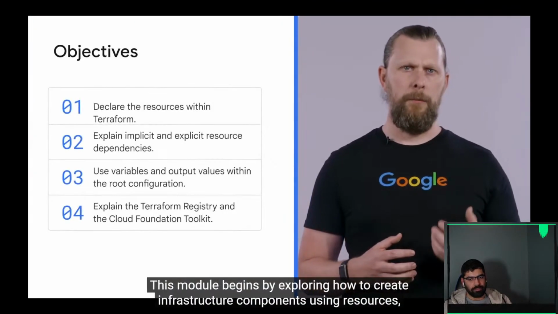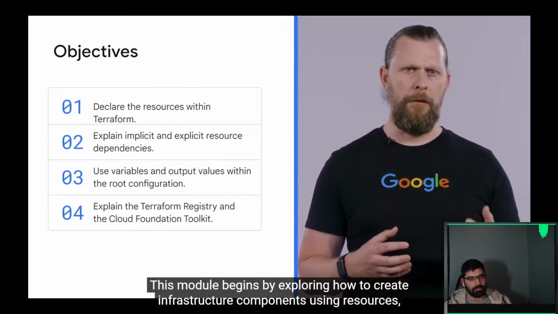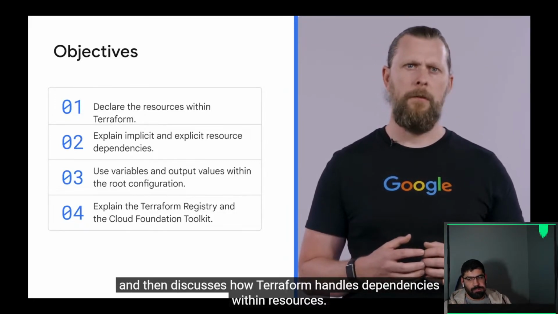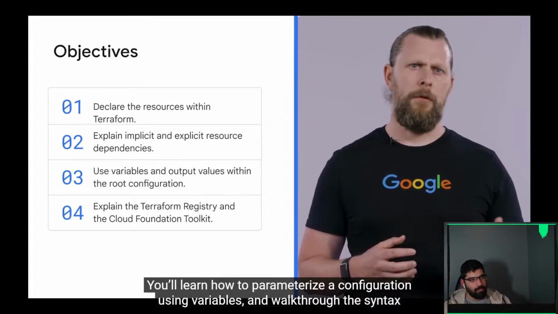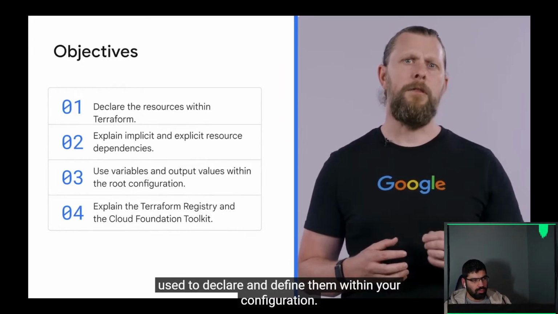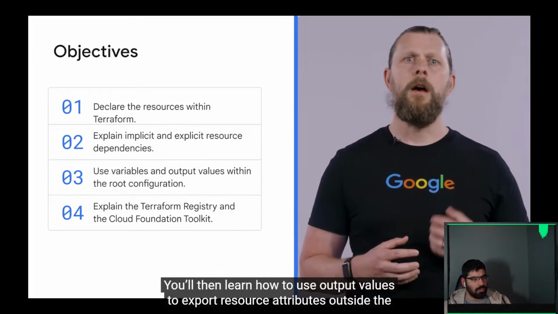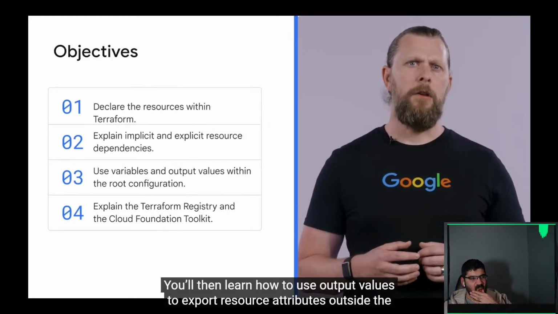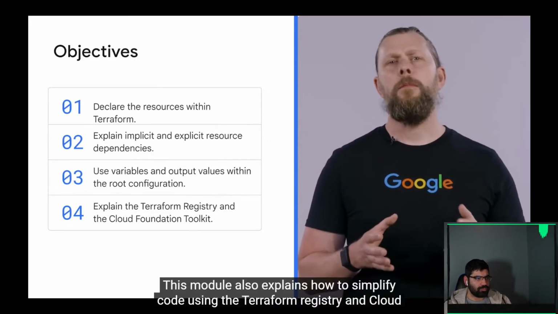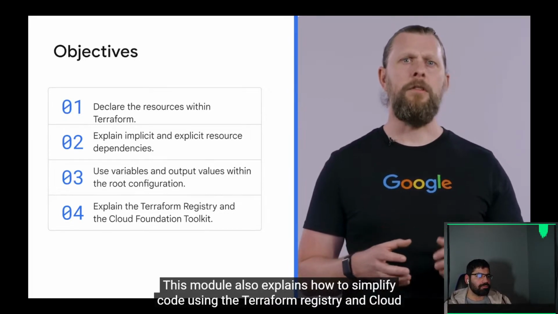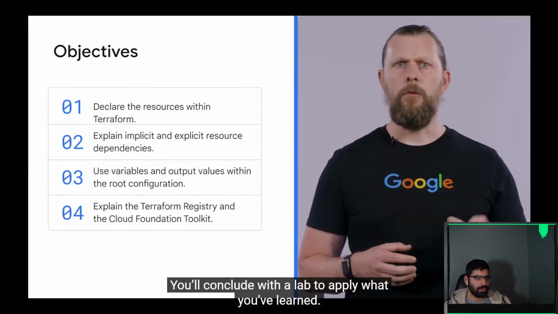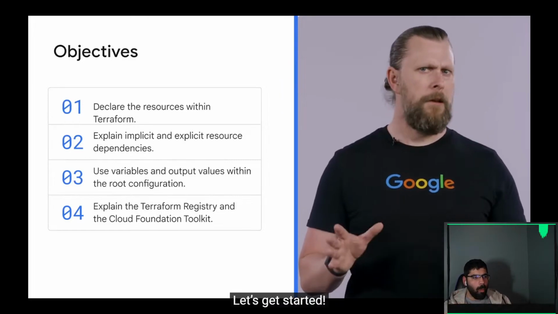This module begins by exploring how to create infrastructure components using resources, and then discusses how Terraform handles dependencies within those resources. You'll learn how to parameterize a configuration using variables, and walk through the syntax used to declare and define them within your configuration. You'll then learn how to use output values to export resource attributes outside the resource declaration. This module also explains how to simplify code using the Terraform registry and Cloud Foundation toolkit. You'll conclude with a lab to apply what you've learned. Let's get started.